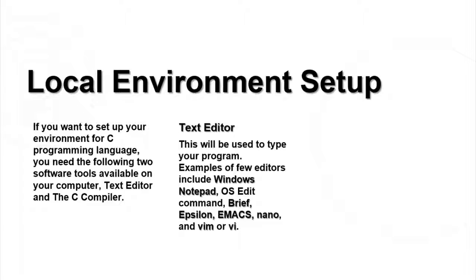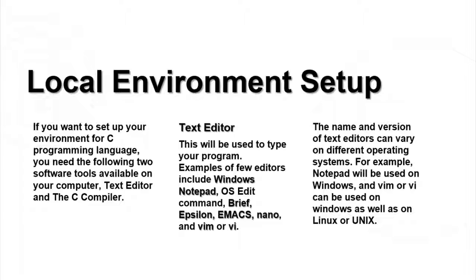Examples of a few editors include Windows Notepad, OS Edit command, Brief, Epsilon, Emacs, Nano, and Vim or vi. The name and version of text editors can vary on different operating systems. For example, Notepad will be used on Windows, and Vim or vi can be used on Windows as well as on Linux or Unix. The files you create with your editor are called source files, and they contain the program source code. The source files for C programs are typically named with the extension .c.